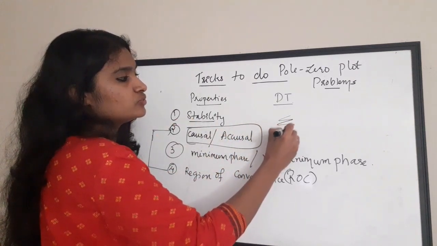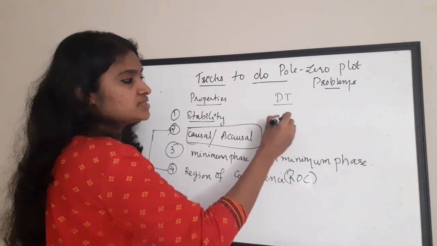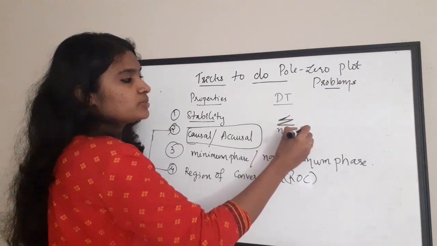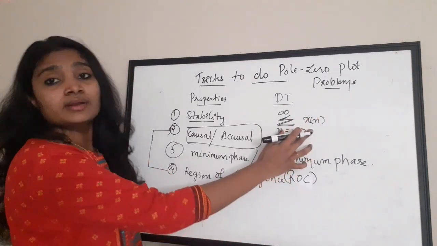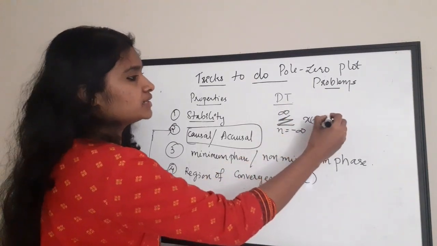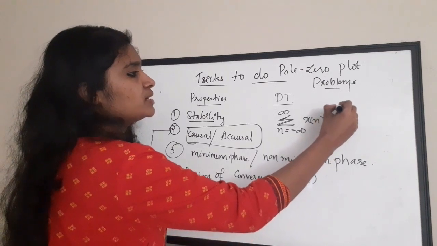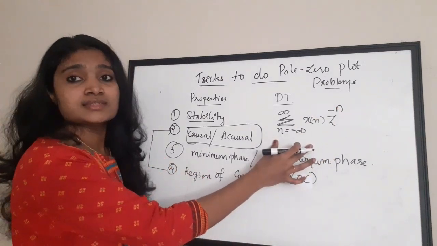Sigma for discrete time system. That's why we are using sigma. n equal to minus infinity to infinity x of n, where x of n is your input, whatever it may be. z raised to minus n. This is the general equation to find the Z transform, right?